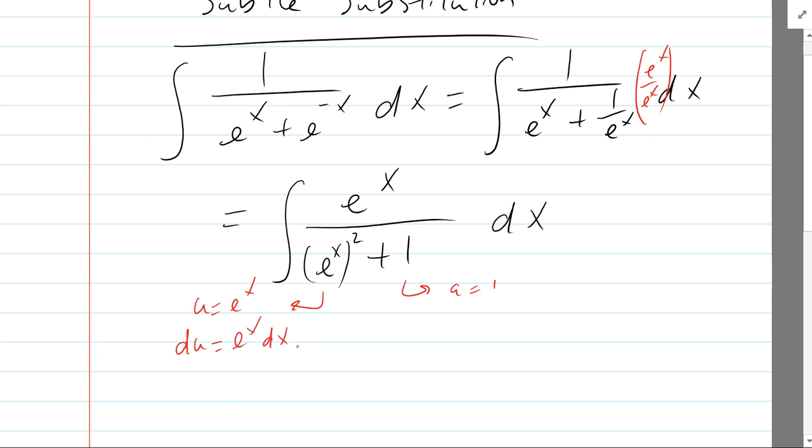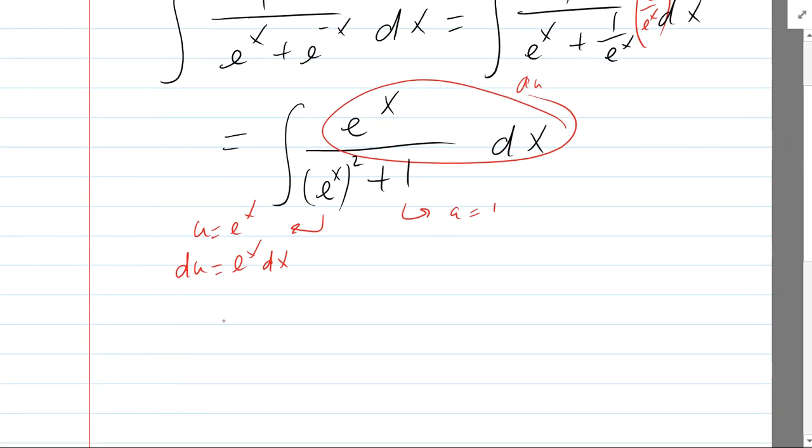This is very hard for y'all to see. That's du. Anytime you end up with a squared plus another squared down in the denominator, you should think inverse trig. The whole trick here is that the derivative of e to the x is e to the x. That's why this works.